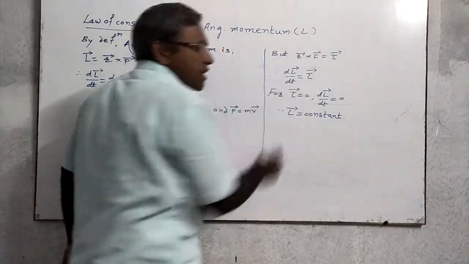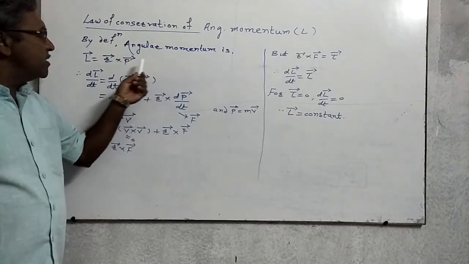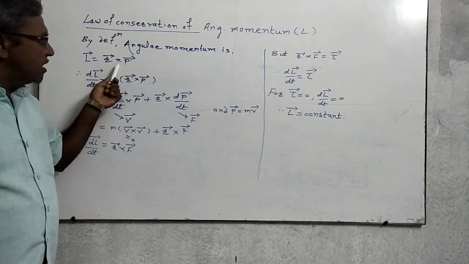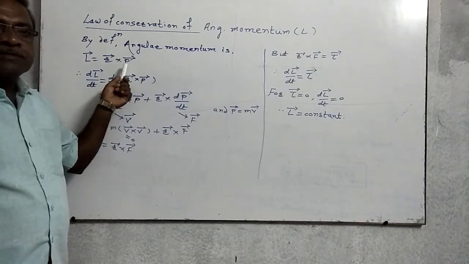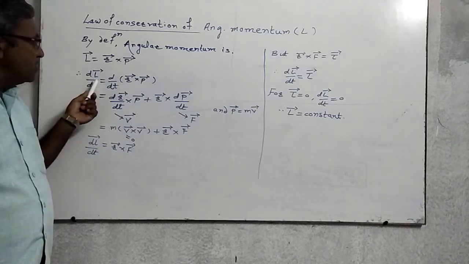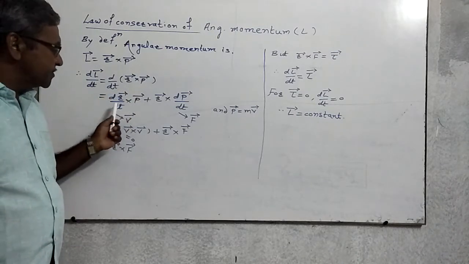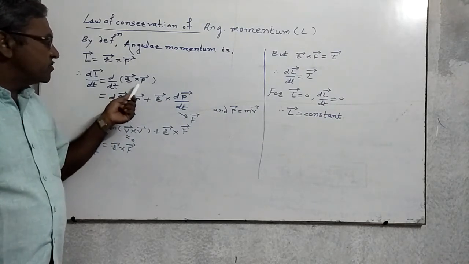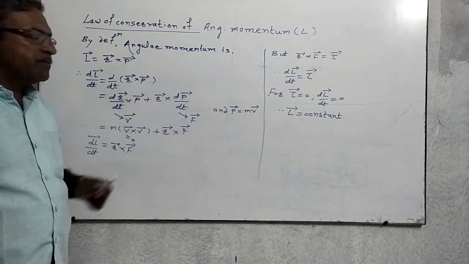which is denoted by L. Now say, by definition of angular momentum, it is given by the cross product of R into P, where R is position vector, P is linear momentum. When we differentiate this L with respect to T, we will get d by dt of R cross P. By the law of derivation, derivative of first into the second plus first into derivative of second variable.